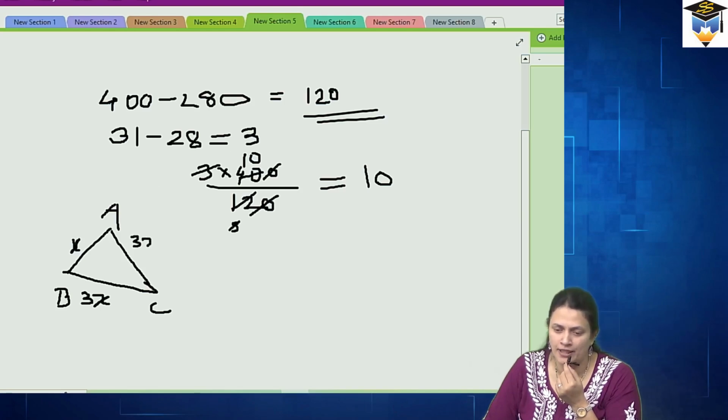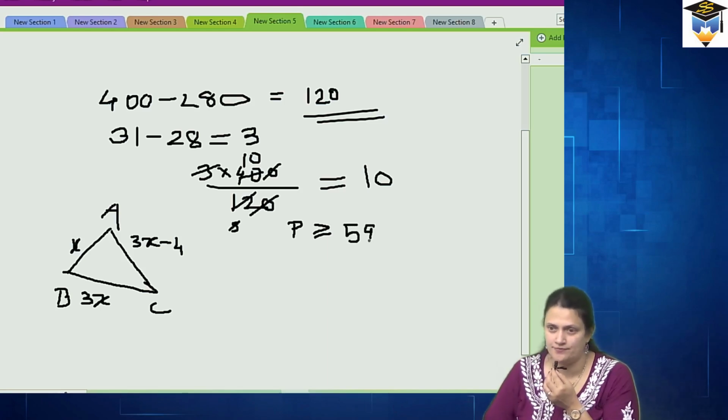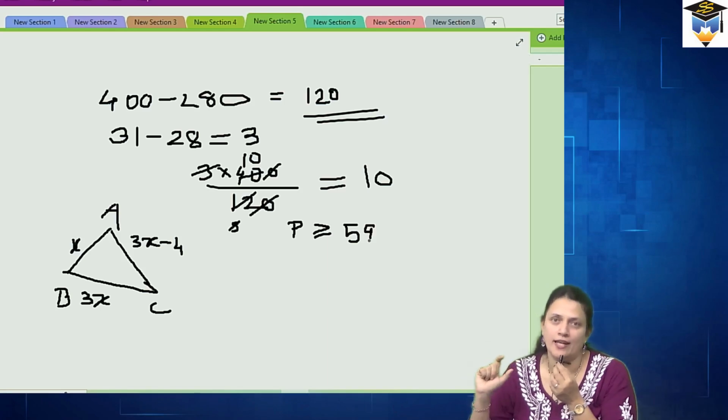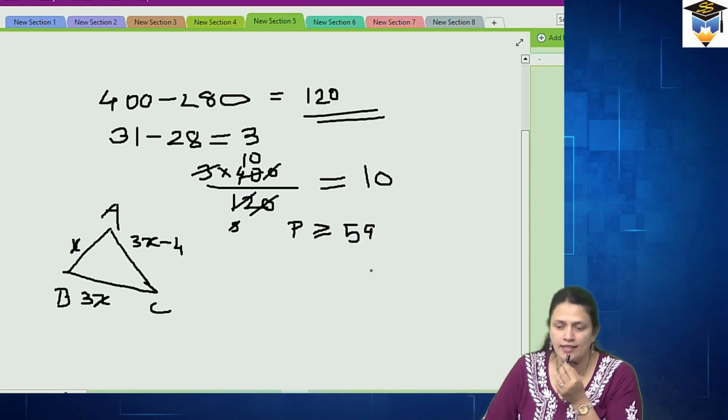So I'll again repeat. The smallest side is x. Greatest side is 3 times the smallest side, so 3x. And the third side is 3 times the smallest side minus 4. Now, what condition is given to us? That the perimeter is greater than or equal to 59, correct? Because it is at least 59. At least means the minimum value is 59. Maximum can be more than 59. So this is the inequality sign in between.